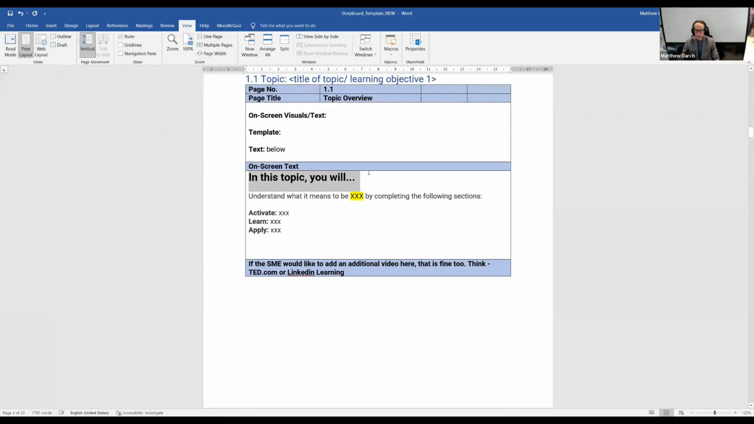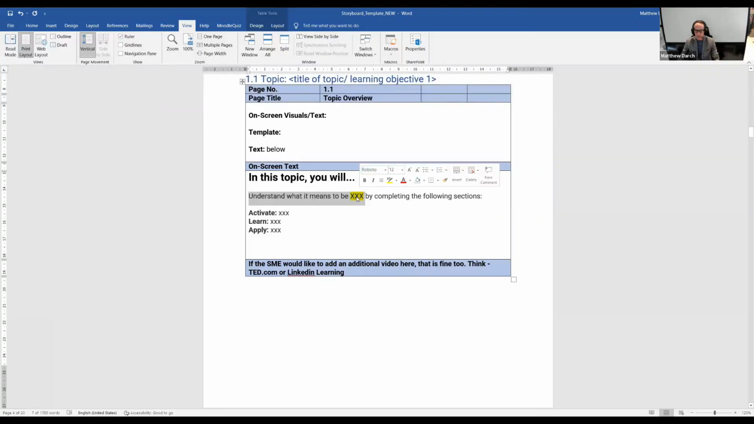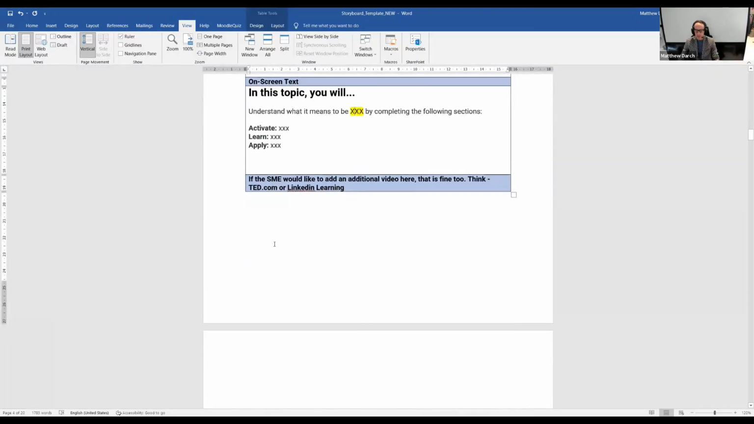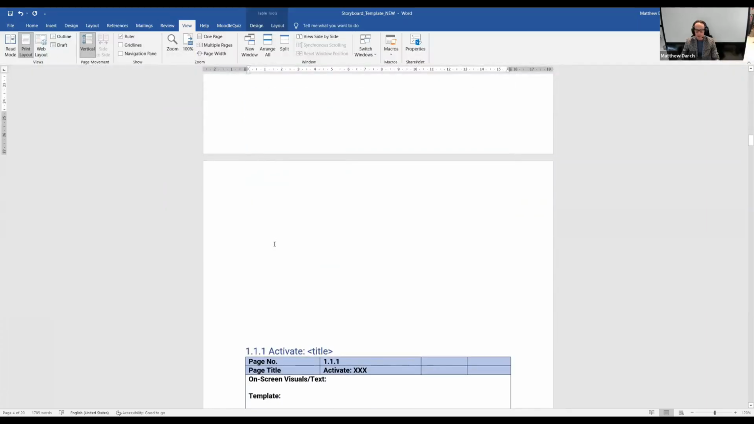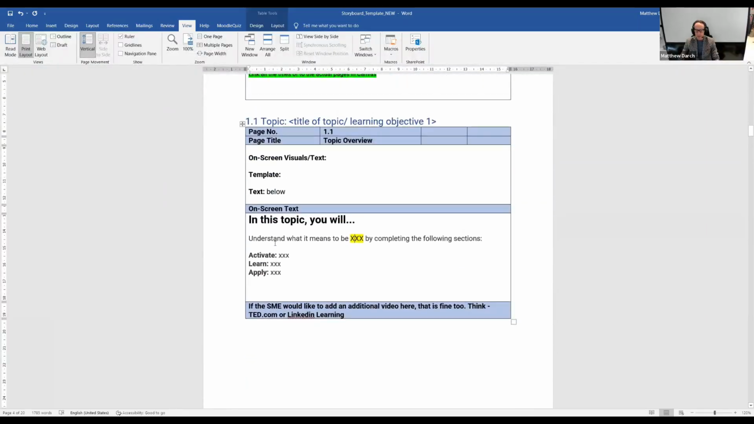It's going to tell the learner what they're going to do. They're going to understand what it means to, and this could be one of the learning outcomes. And then you've got your activate, learn, and apply there as well. So yeah, when you're setting up a storyboard from scratch, the typical approach would be to set it up similar to this, using tables, using rows or columns, whatever fits.